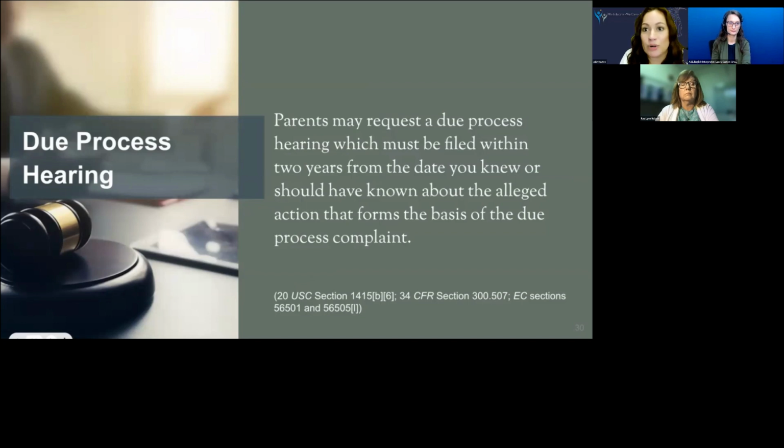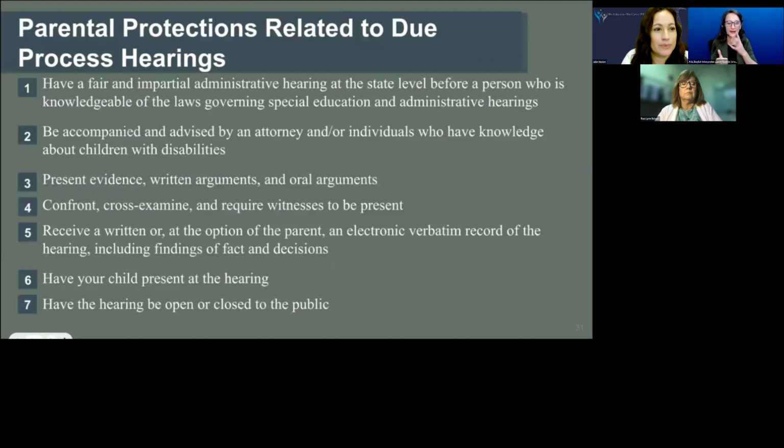Parents may request a due process hearing, which must be filed within 2 years from the date you knew or should have known about the alleged action that forms the basis of the due process complaint. Next slide. I'm sorry, for the interpreter, do you mind saying again within what time do you have to request that? Oh, yes, I'm so sorry. 2 years. 2 years. Thank you. You're welcome.